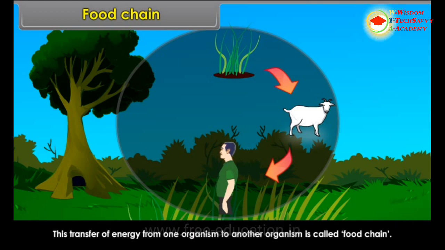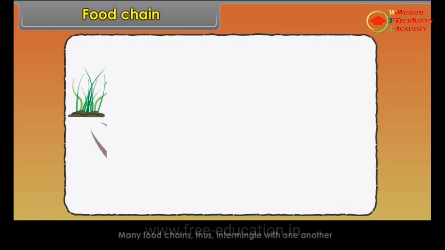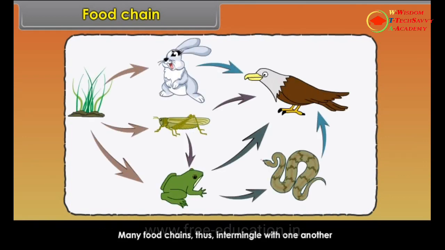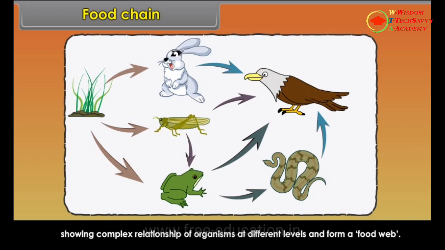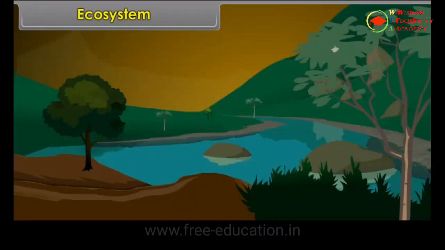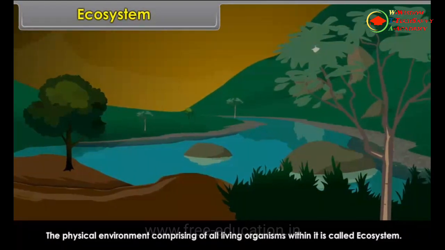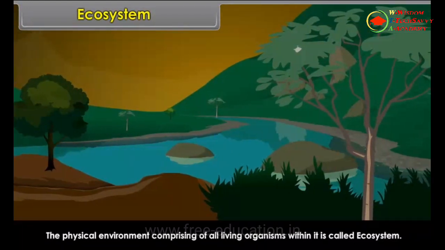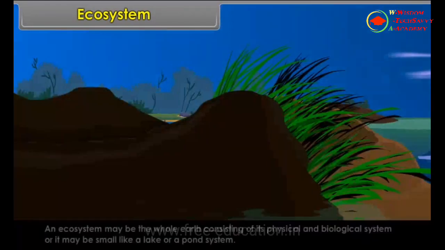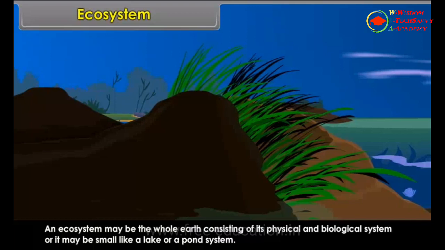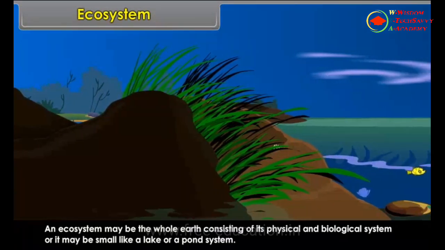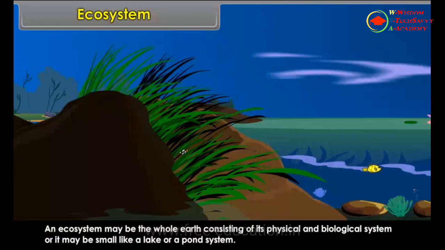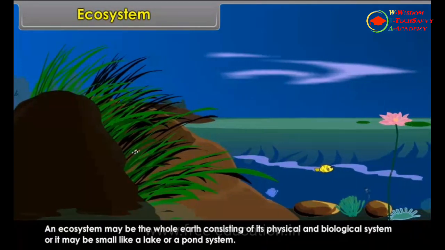Many food chains thus intermingle with one another, showing complex relationship of organisms at different levels and form a food web. Ecosystem. The physical environment comprising of all living organisms within it is called ecosystem. An ecosystem may be the whole earth consisting of its physical and biological system, or it may be small like a lake or a pond system. It is thus such a unit in which all biotic organisms interact with abiotic environment.